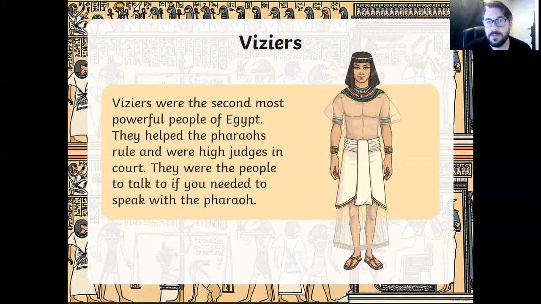The viziers. The viziers were the second most powerful people in Egypt. That's a clue as to where they should be going on your pyramid. The viziers were the second most powerful people in Egypt. They helped the pharaohs rule and were high judges in court. They were the people to talk to if you needed to speak with the pharaoh. So if you couldn't speak to the pharaoh, you'd go to one of their viziers. Think about where they may go.